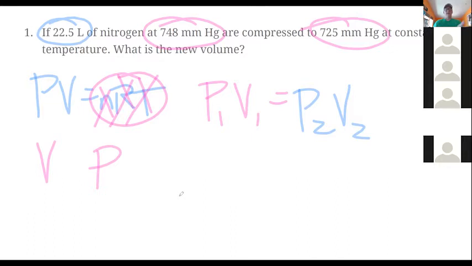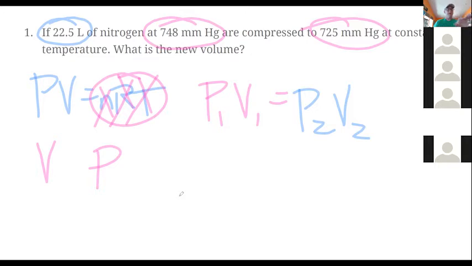P times V is equal to nRT. Well, if n doesn't change and R doesn't change and T doesn't change, then they have to be equal to the same thing. And so we have just derived the law, P1 V1 equals P2 V2, and we're done. So now all we need to do is convert these things to units we can deal with.